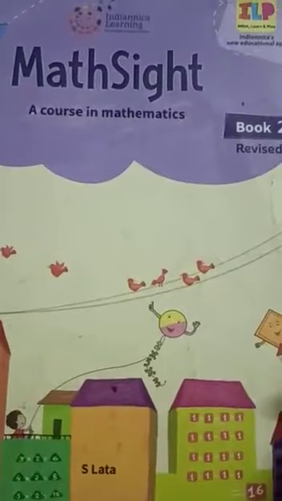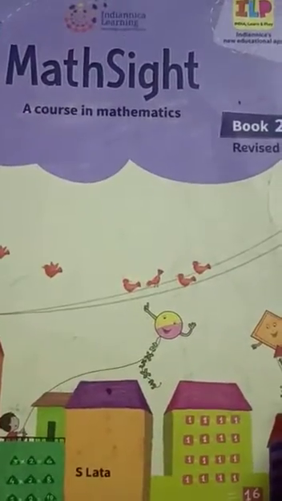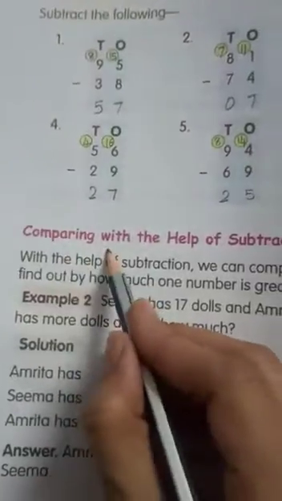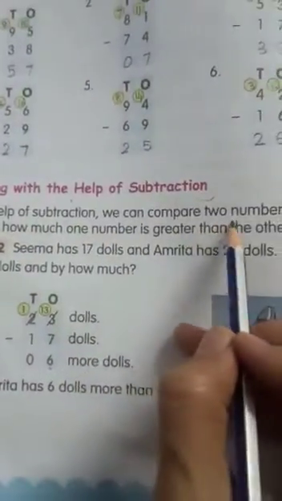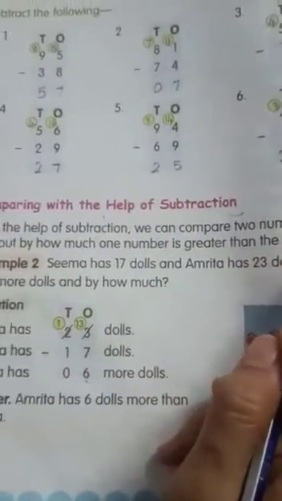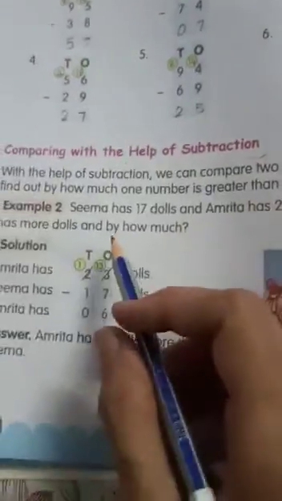Children, we are in the third chapter, that is subtraction. In the previous class we have learned subtraction with regrouping and we have completed exercise 3.3. So in today's class we are going to start comparing with the help of subtraction. Children, with the help of subtraction we can compare two numbers and find out by how much one number is greater than the other. So let's do one example problem here.